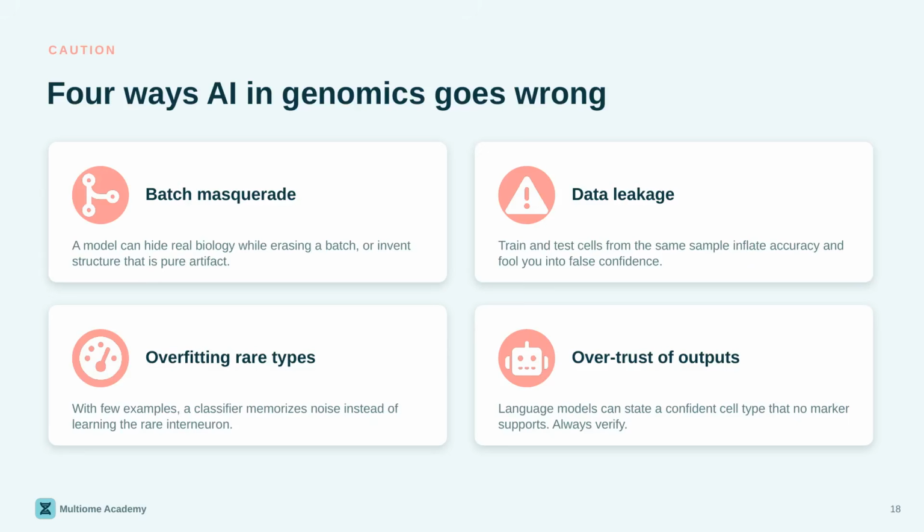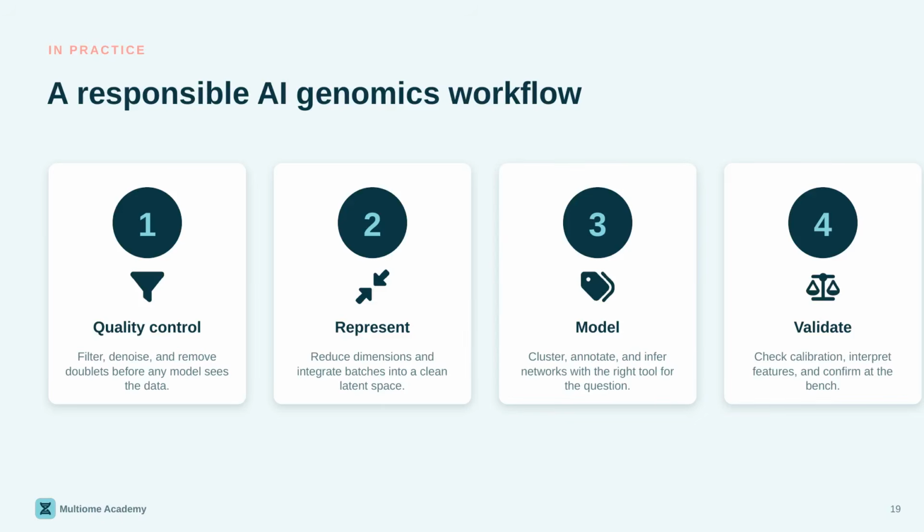Be aware of 4 common failure modes. A model can erase a batch and hide real biology, or invent structure that is pure artifact. Data leakage between train and test inflates accuracy. Rare cell types are easy to overfit, and confident language model outputs can name a type that no marker supports. Always verify.